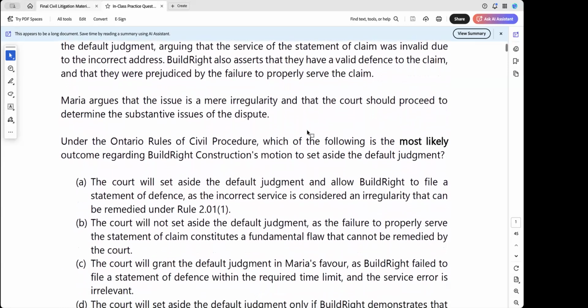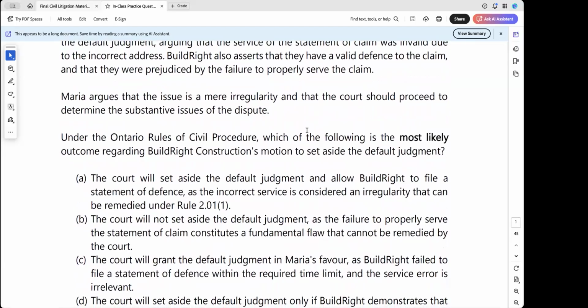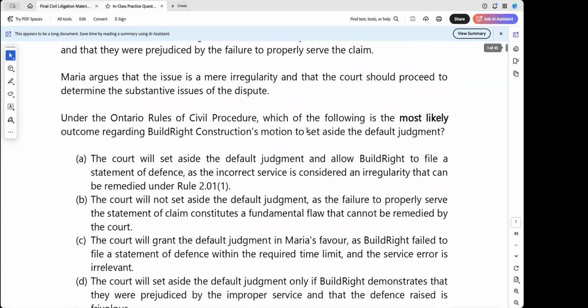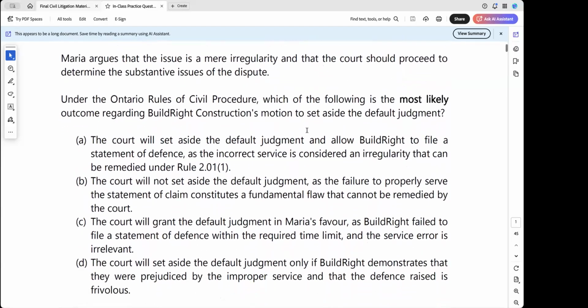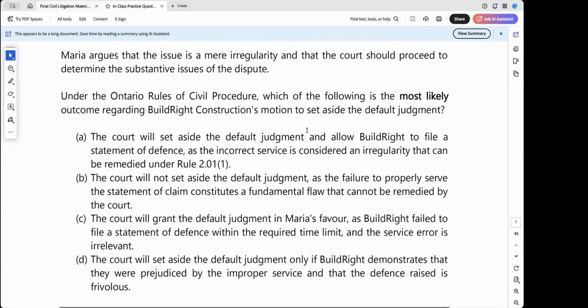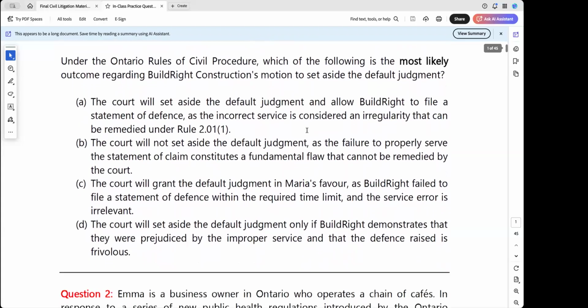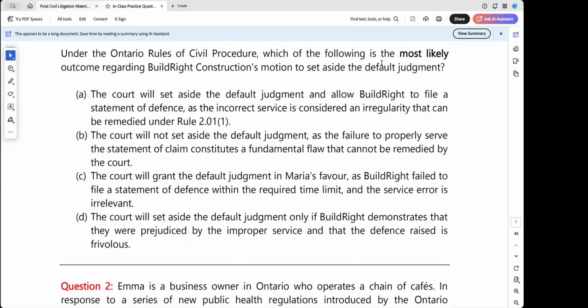Buildright also asserts that they have a valid defense to the claim and they were prejudiced by the failure to properly serve the claim. Maria argues that the issue is a mere irregularity and that the court should proceed to determine the substantive issues of the dispute. Under the Ontario Rules of Civil Procedure, which of the following is the most likely outcome regarding Buildright Construction's motion to set aside the default judgment?